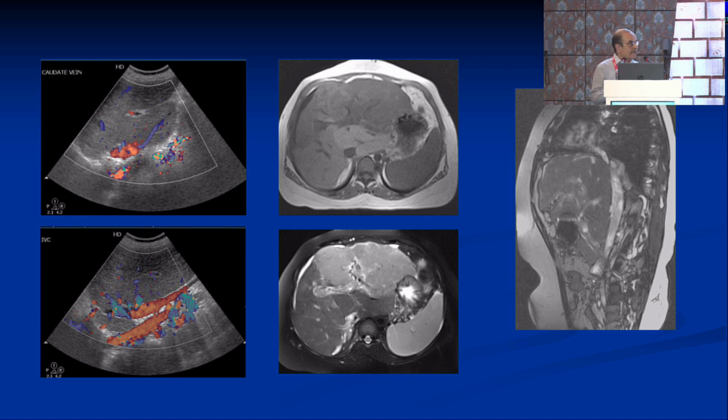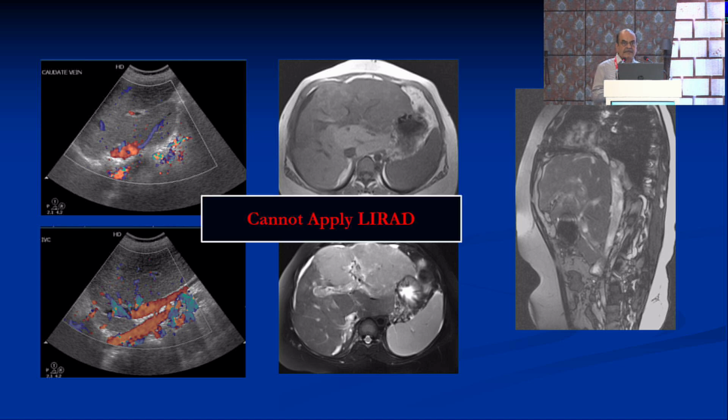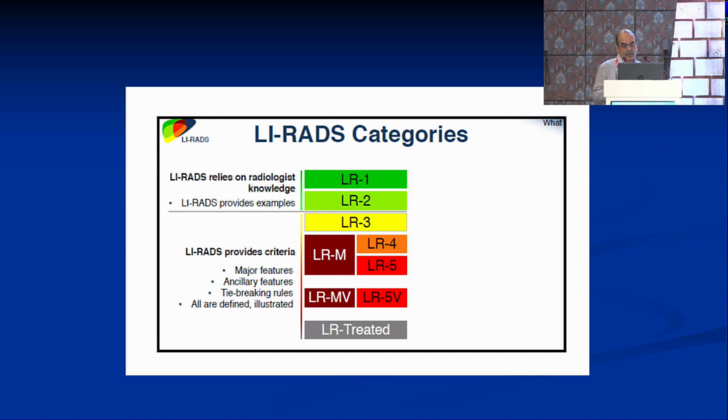In patients who have Budd-Chiari, as is seen in this patient where there's a cavoatrial narrowing, with an HCC in the left lobe, we do not apply LIRADS because these patients are prone to developing a lot of other types of nodules and the sensitivity of imaging is not that high in the diagnosis of HCC.